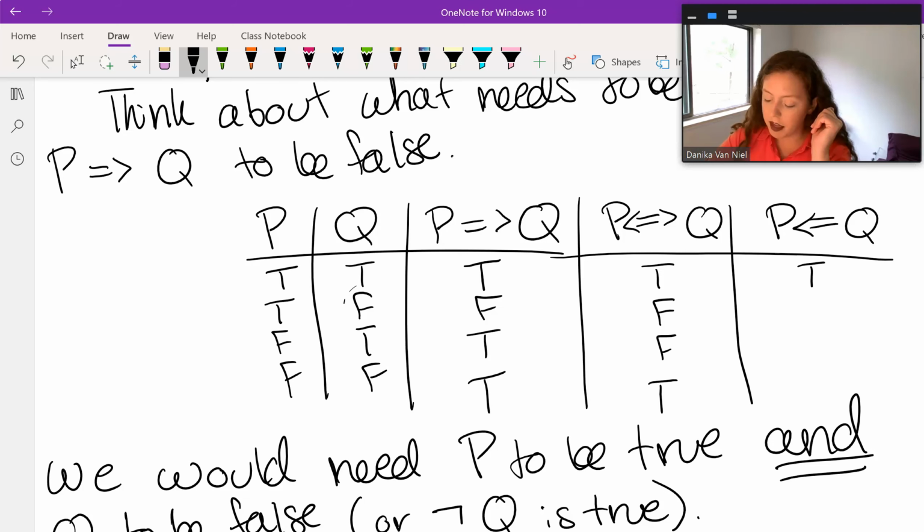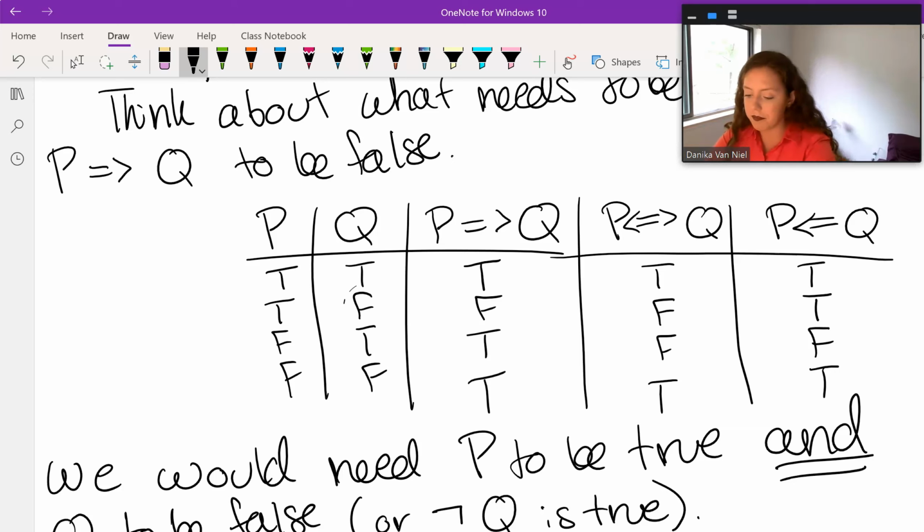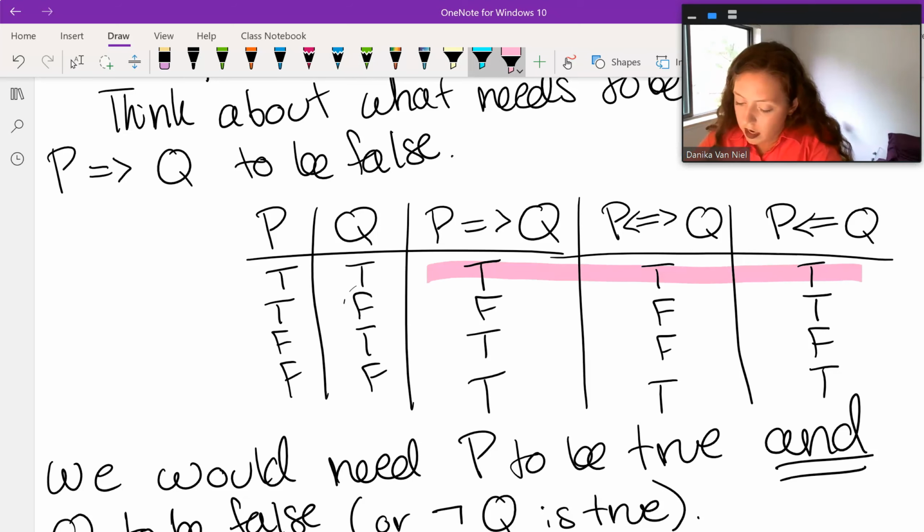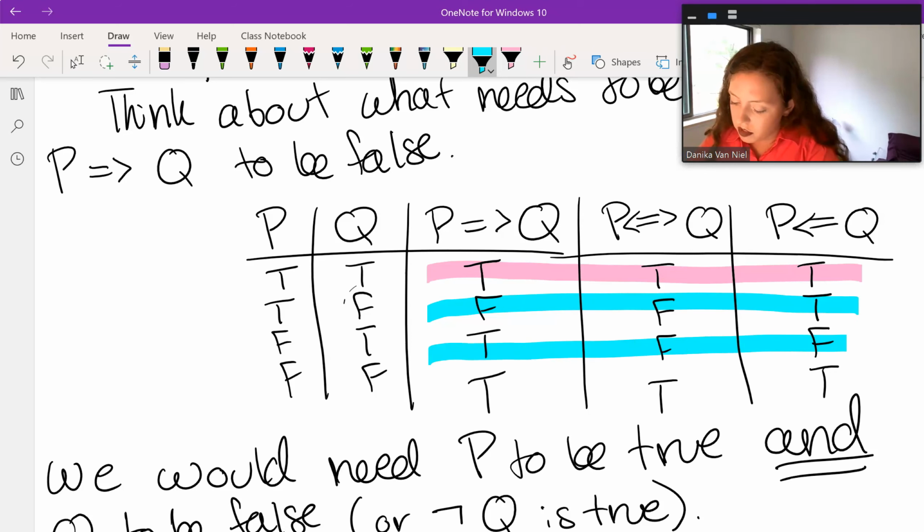Okay, but anytime that Q is false, it's going to be true. So the only time it's false is when Q is true and P is false. That lines up with everything that we've said. Excellent. So if I look at these combinations, how about I highlight in pink whenever P if and only if Q is true, and I'll highlight in blue every time P if and only if Q is false.